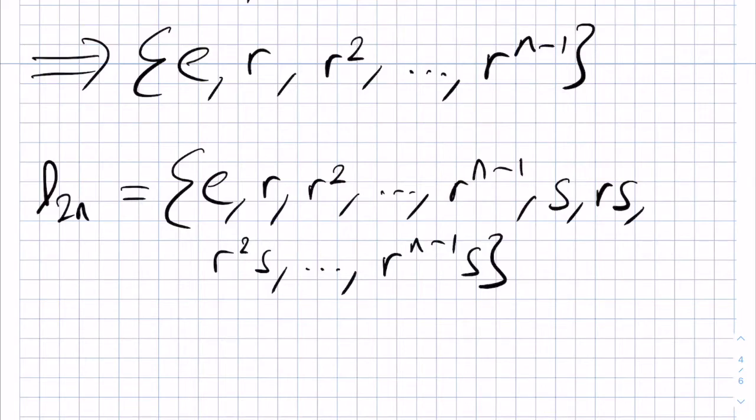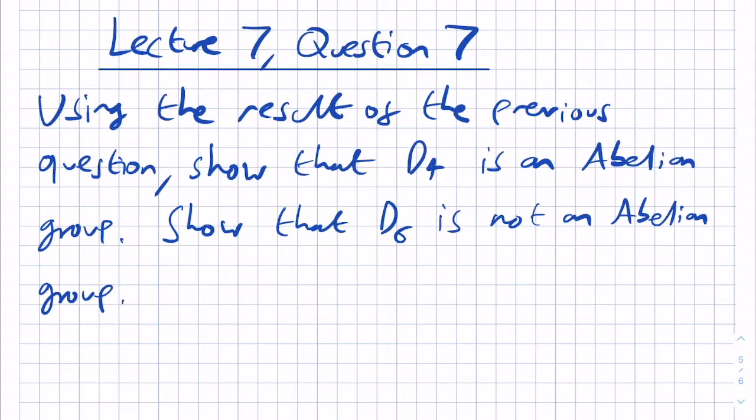Now, in this video, let's also discuss question 7, because it links quite nicely to the question that we've just discussed. So question 7 says, using the result of the previous question, show that D4 is an abelian group. Show that D6 is not an abelian group, however.